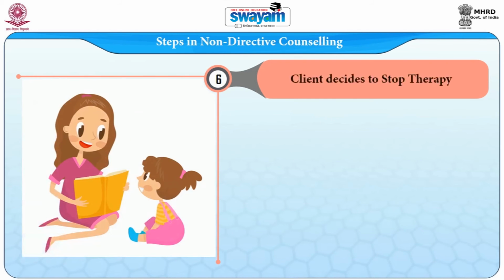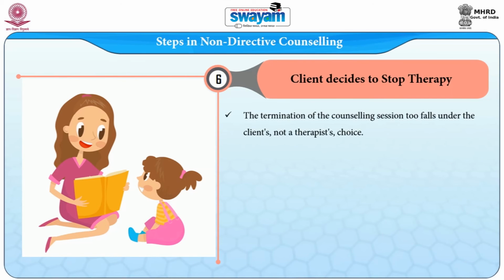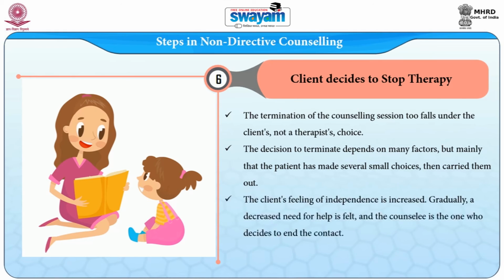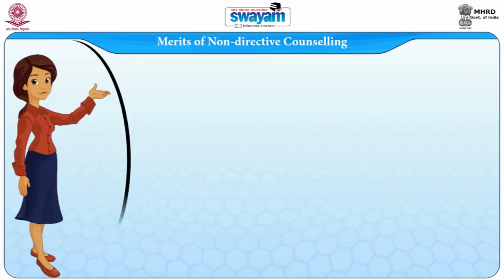Sixth step, the client decides to stop therapy. The termination of the counseling session falls under the client's, not the therapist's, choice. The decision to terminate depends on many factors, but mainly that the client has made several small choices, then carried them out. The client's feeling of independence is increased during this time. Gradually, a decreased need for help is felt, and the counselee is the one who decides to end the contact and terminate the counseling.